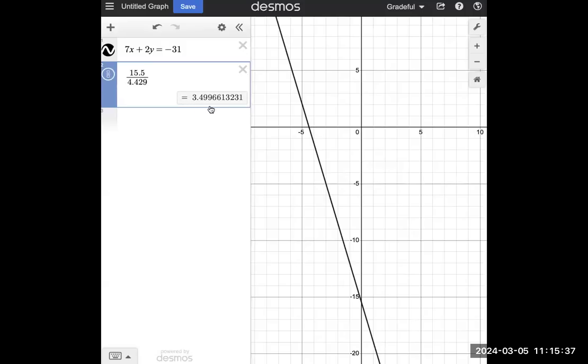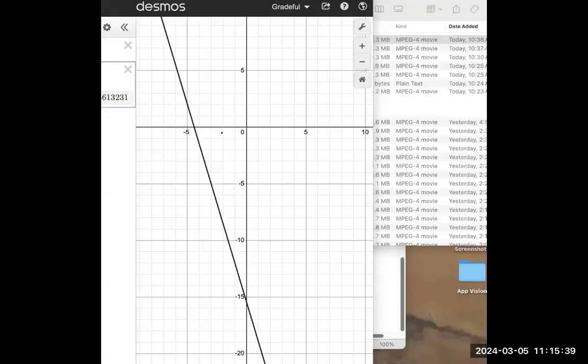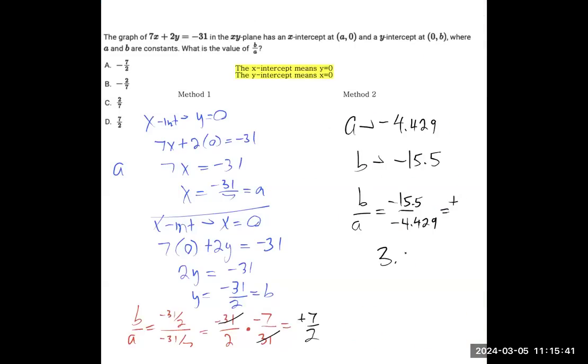Our answer is 3.499, which is obviously 3.5. And if you were unsure at this point, you could divide out 7 over 2 and confirm that it does equal 3.5. And either way, our answer is D.